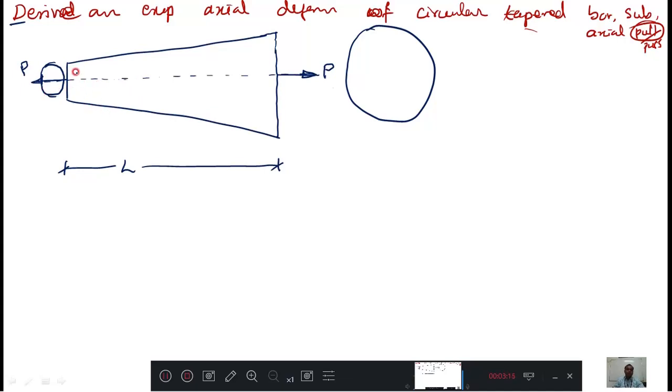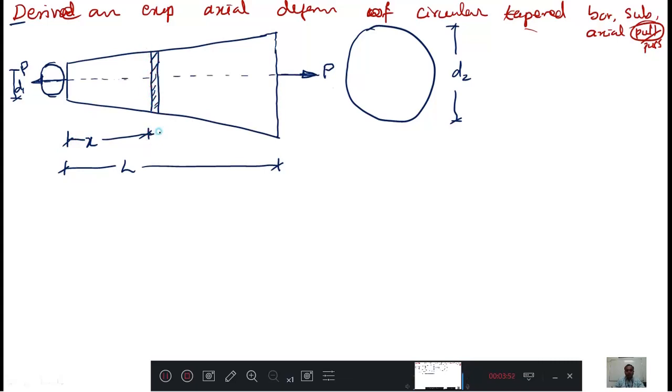Now this diameter I will call D1, and this diameter I will call D2. Then the cross-sectional area is continuously changing from one end to the other. Therefore I cannot solve it directly, so I will consider a small strip in between, at a distance x from this end.